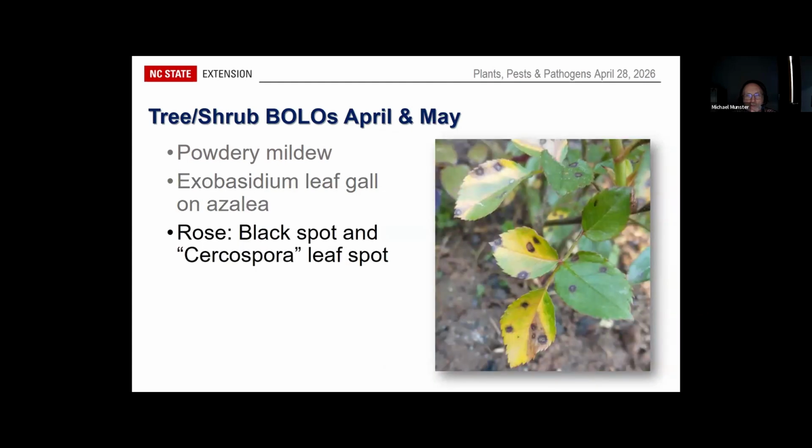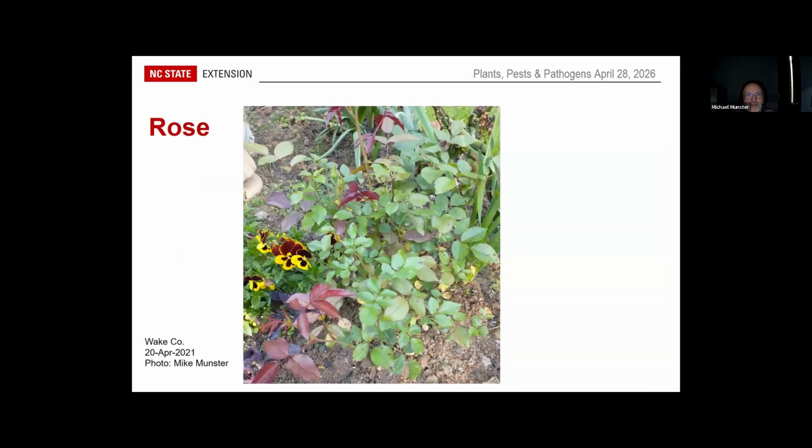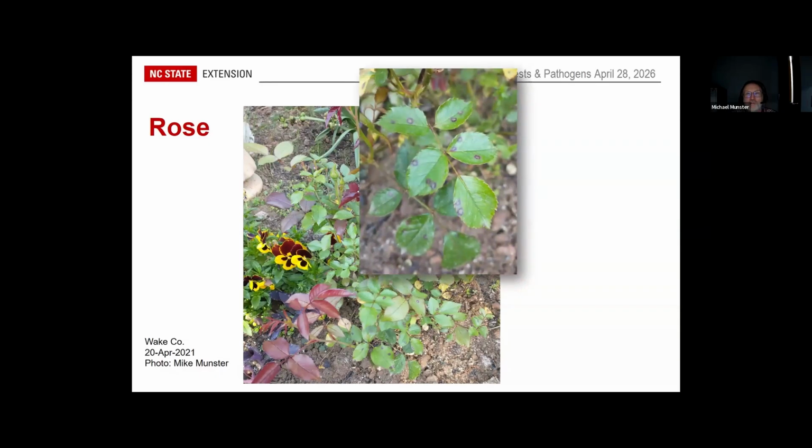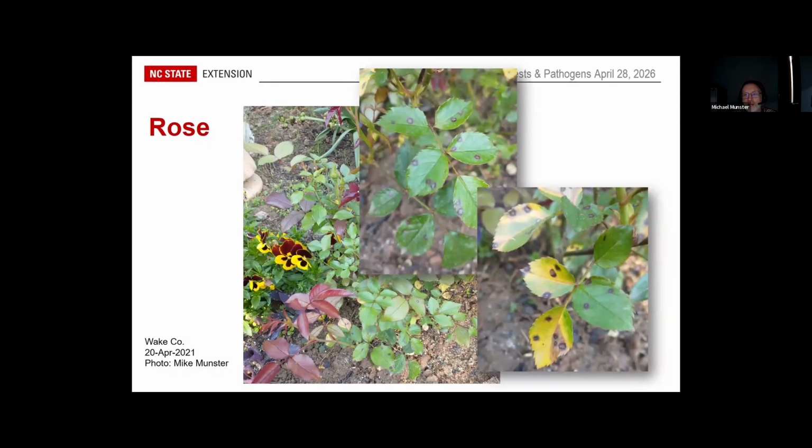In our roses, the 2 leaf spot diseases that we most see, of course, are black spot and Cercospora leaf spot. Here's a picture of a rose in April of, let's see, 5 years ago now, and you see the spots there. We get a closer look here, and notice how these spots are necrotic, associated with some chlorosis, some yellowing of the leaves, but notice that the spots have very well-defined circular margins.